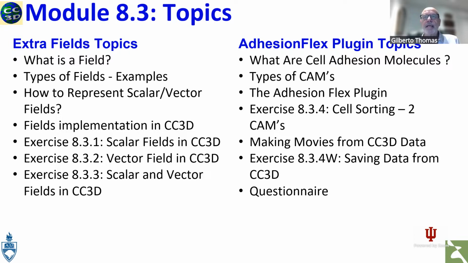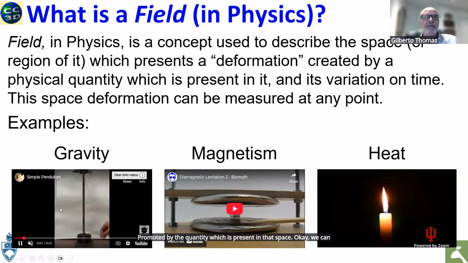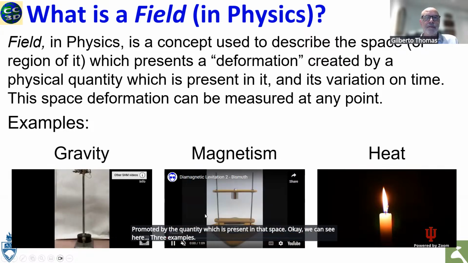Let's start by introducing some concepts about fields. What is a field from a physical point of view? A field is a concept used to describe a region of space which presents an alteration or a deformation of the space promoted by a quantity which is present in that space. We can see here three examples of a field.